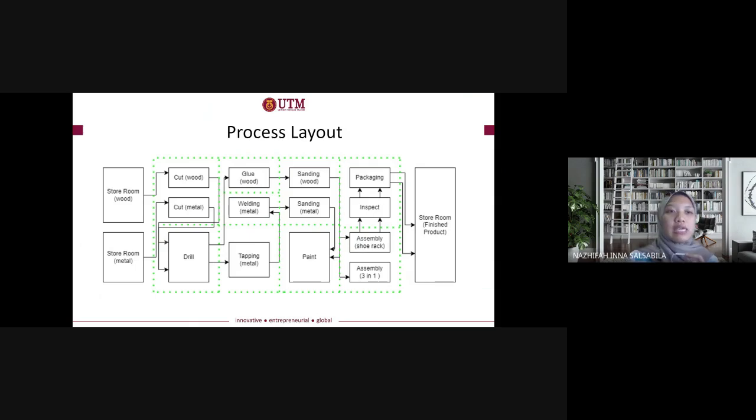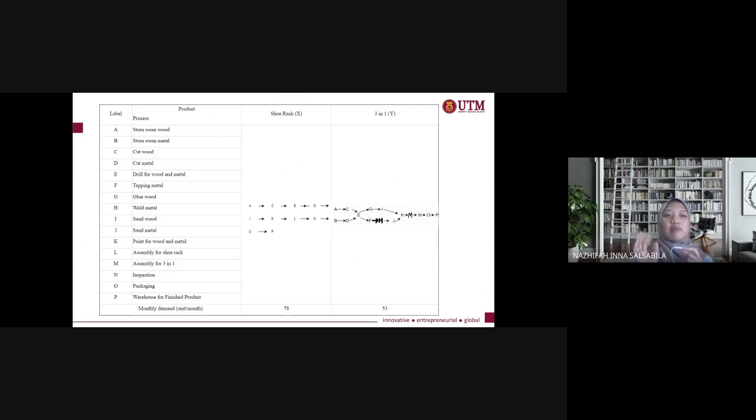Next slide. This is the process sequence layout shown here for each product, and there are processes A until P, and also the monthly demand for each product is 78 shoe rack and also 53 sofa bed. So this number is determined so that the manufacturer can achieve their aim for the market share.